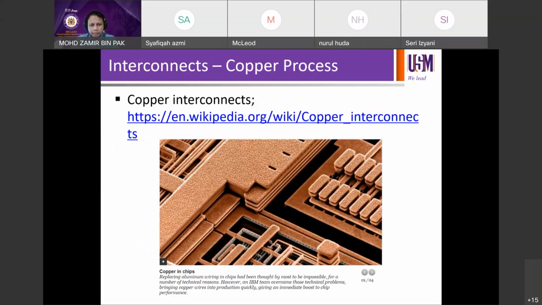Okay, replacing aluminum wiring in chips had been thought by most to be impossible for a number of technical reasons. So we used to start with aluminum wiring, and then when they tried to move on to some other materials for interconnects, they thought it was impossible. However, IBM team overcame those technical problems, bringing copper wires, right? It started off with aluminum, now copper wires into production, giving an immediate boost to chip performance, right?